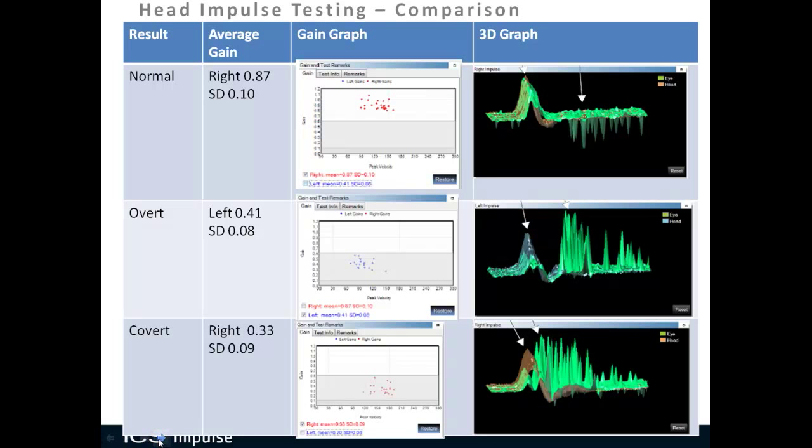Just to give you another picture, if you look here, here's normal, overt, and covert. What I basically wanted to show you is that if you look at the overt and the covert, you can see that overt catch-up saccades are further to the right, and the covert catch-up saccades are further to the left, closer to the head movement. And that's very important. Again, overt occurs after the head stops, covert occurs during the head movement.